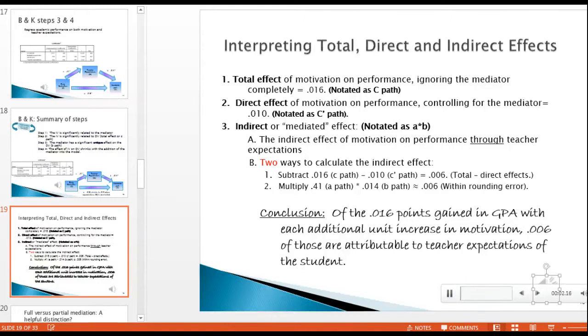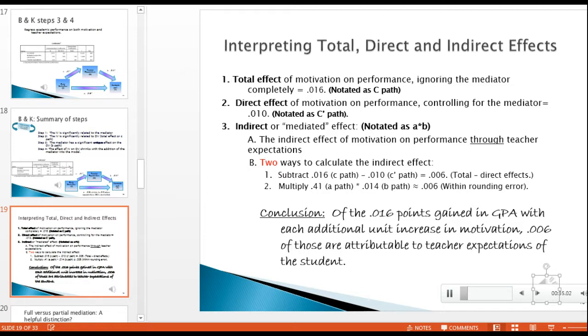When we're discussing mediation, there are three types of effects, and these are going to come up in the process output as well when we do that. There's a total effect, the total effect of motivation on performance, and that is ignoring the mediator altogether. That is simply regressing the DV on the IV, and remember that was 0.016 and it was significant. And remember, literally that means for each unit increase in motivation, we expect a jump of 0.016 in academic performance.